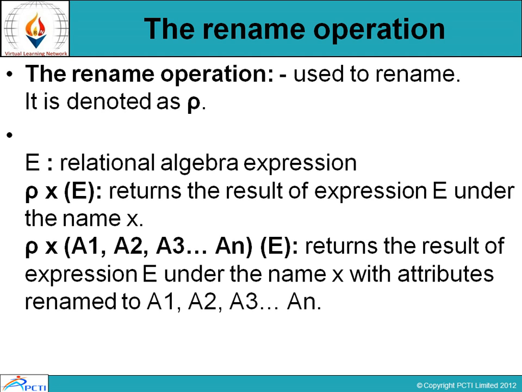Now next is the rename operation. The rename operation is denoted by this symbol, by which we can rename the relation. Here E denotes the relational algebra expression. Now we apply rename with this symbol, rho x on the relation E, which returns the result of expression E under the name x. Now how can I apply this symbol? We use the rho symbol, and in this we give all the names A1 up to An, and finally it returns the result of expression E as mentioned in the circle bracket. That is the rename.